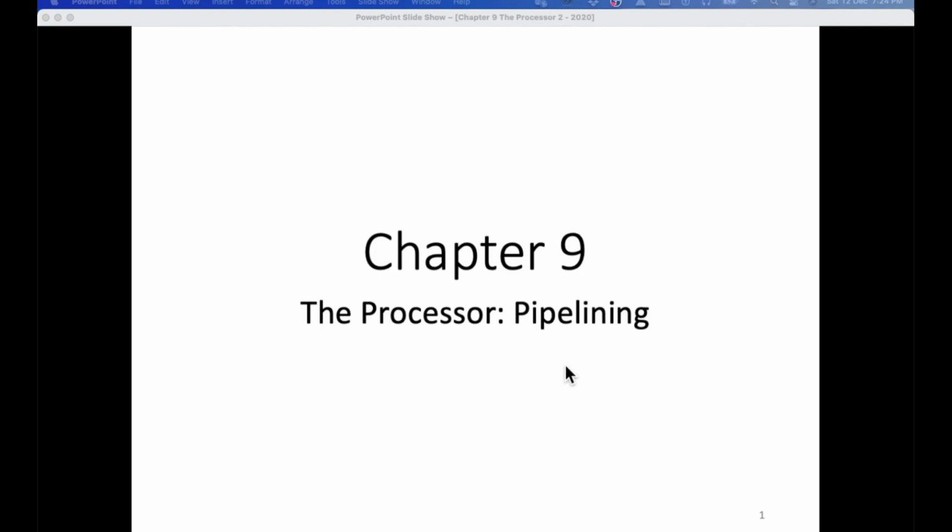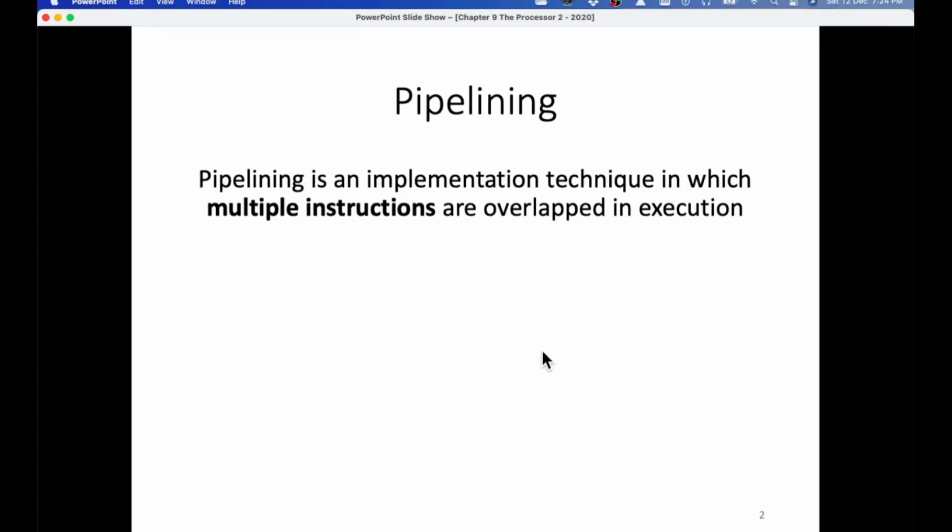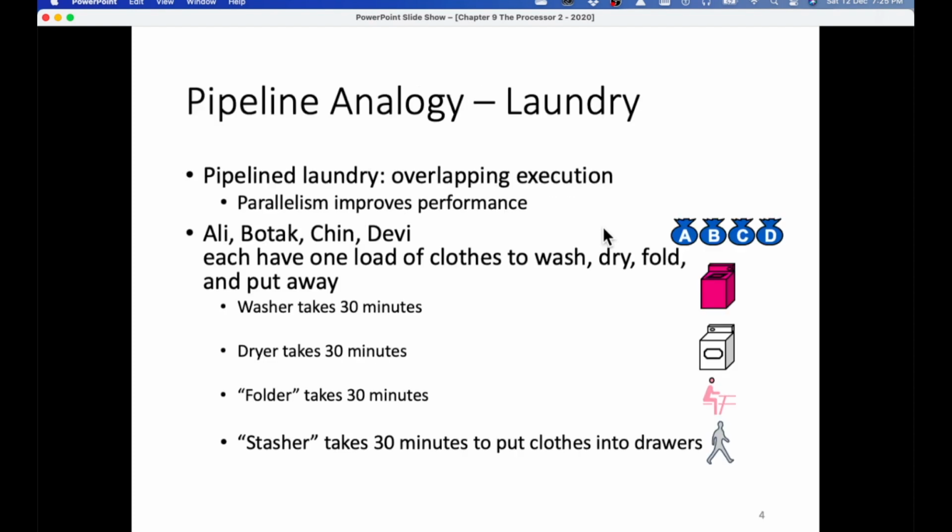Hi everyone. In this lecture, we're going to cover the second part of processor, the concept of pipelining in a processor. Pipelining is an implementation technique in which multiple instructions overlap in execution.